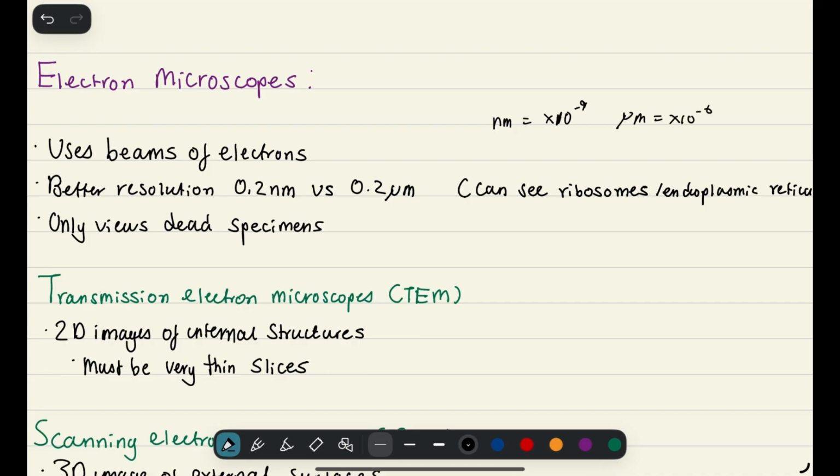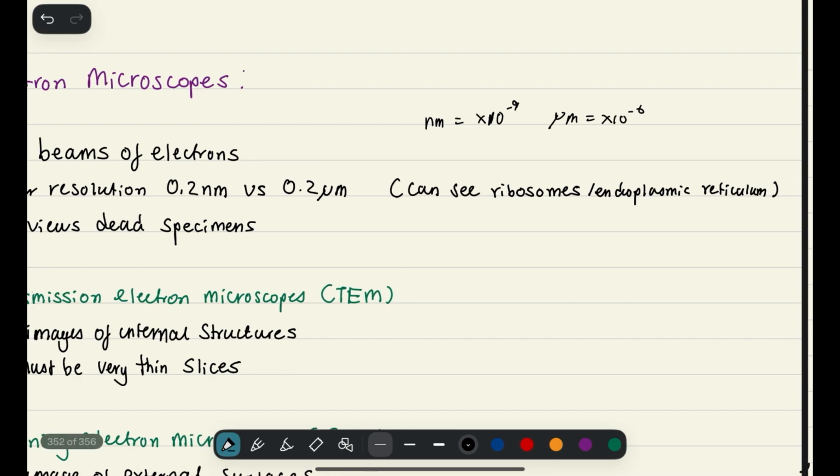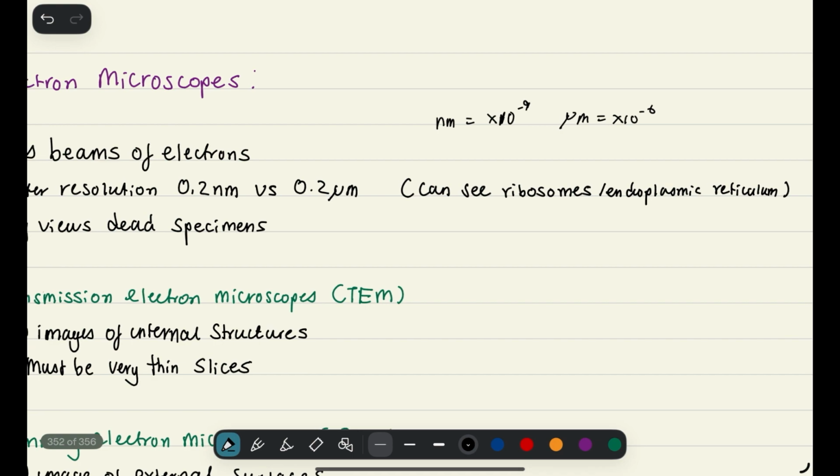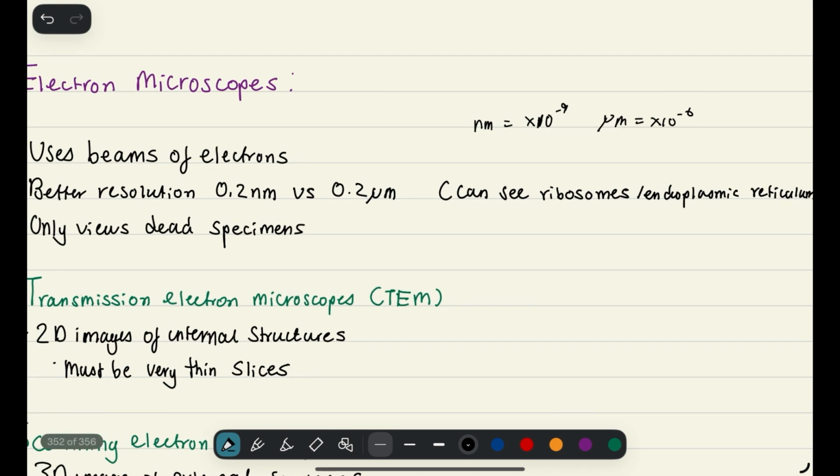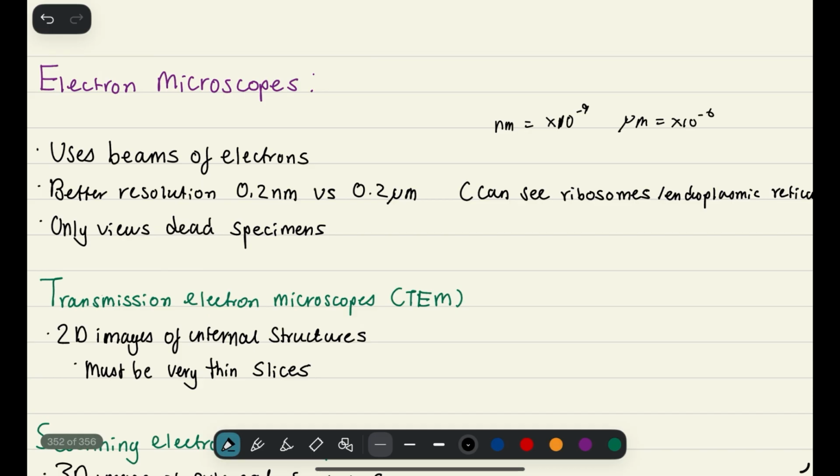So you can see quite a significant difference in terms of the resolution between nanometers, which is for the electron microscope, and micrometers, which is for the light microscope. So that means you can see these smaller organelles. So your ribosomes, your endoplasmic reticulum, they're quite small. If you see that in an image, it means it was from an electron microscope, because a light microscope wouldn't pick it up. However, with an electron microscope, because you're shining the beam of electrons, they have to be dead. So you can't view live specimens with an electron microscope, which is the most major disadvantage.